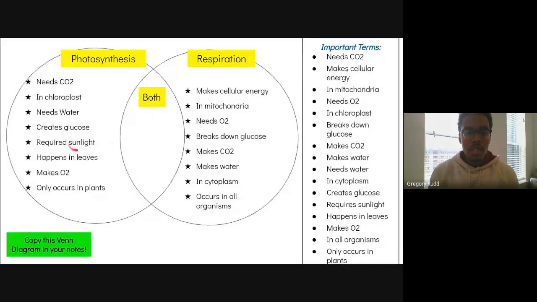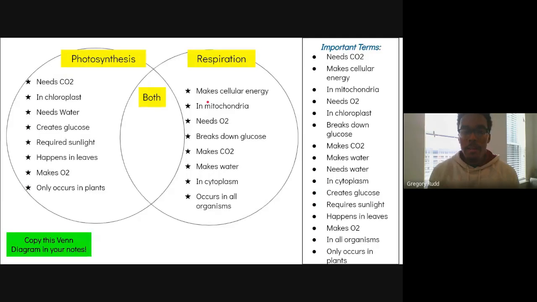The end result of photosynthesis is that it creates glucose, and it also needs sunlight. Photosynthesis happens in the leaves of plants. It also, in addition to glucose, makes O2, which is oxygen. And it only occurs in plants and some bacteria and algae.